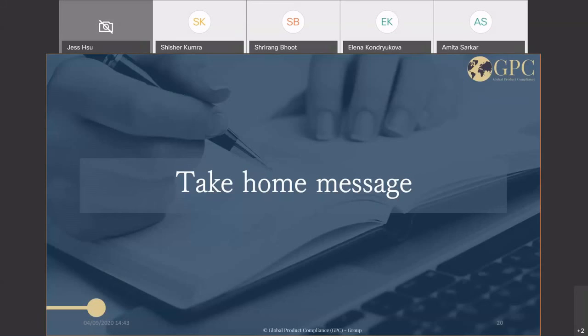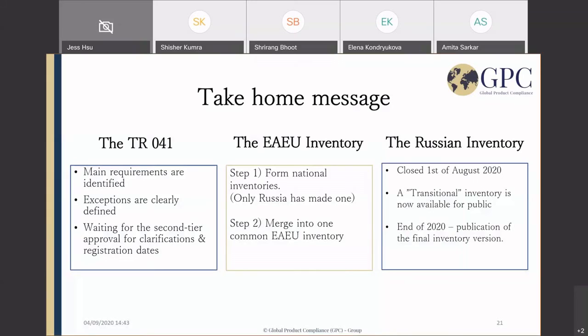So, take-home message. What have we learned today in this webinar presentation? Regarding technical regulation 41, there are main requirements identified in this document, and the exceptions are clearly defined. However, there's still a second part of the document that awaits approval, with more clarifications and more registration dates, and hopefully it will be given to us in March next year, but we don't know yet.